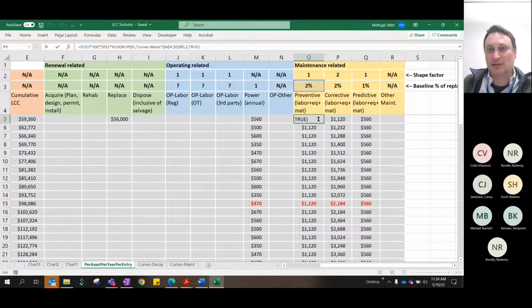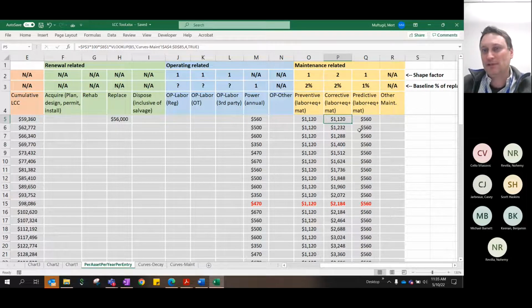So this just does the calculation here. It looks at 2%, looks at the replacement value. It was around like $56,000 or something, and then looks at the corresponding condition versus percent maintenance cost as a percent of replacement value from the charts page, and then it calculates this number.